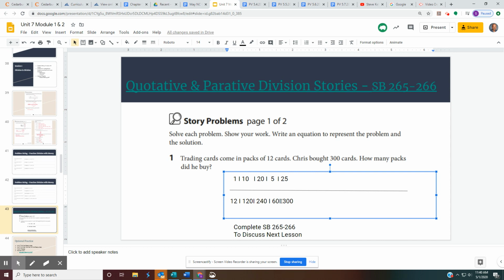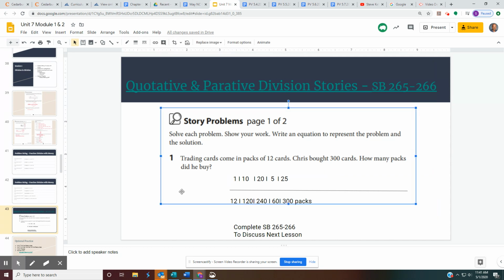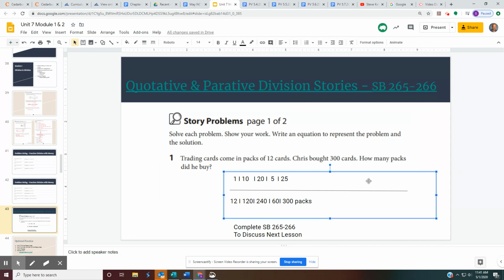I'd write it out, making sure my answer has a label, and then I just solve that division problem. Remember, they did ask us to write the division problem. Online, it's kind of hard because it doesn't have that division symbol, so I'm going to go 300 divided by 12. That's how I would write that out, because that is my equation to represent the problem and the solution, and that's 25 packs.